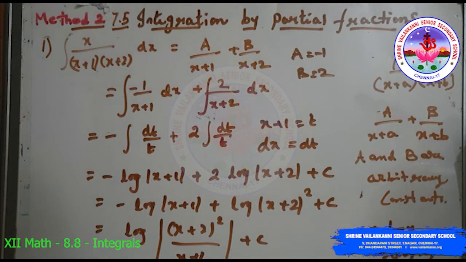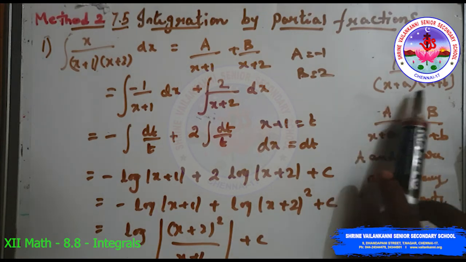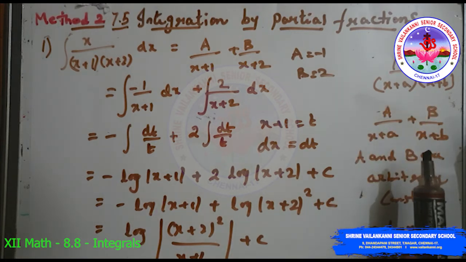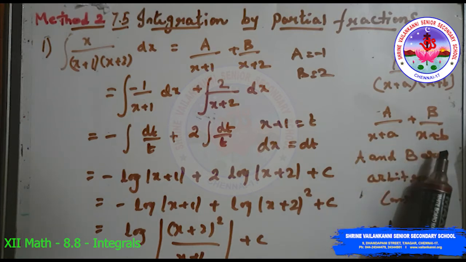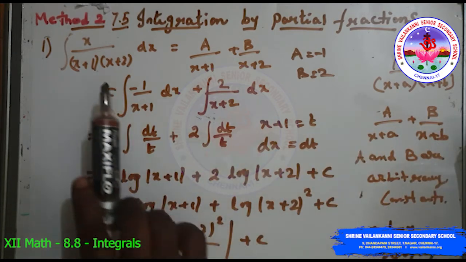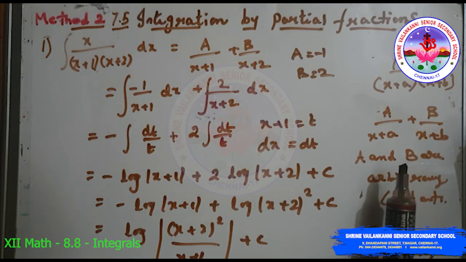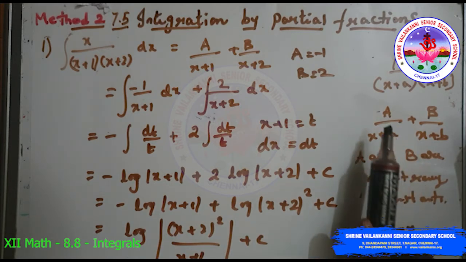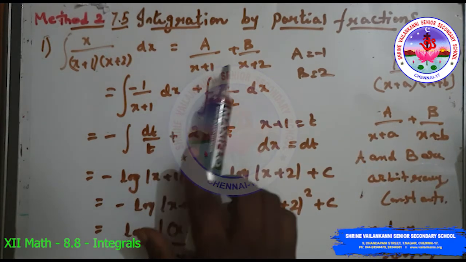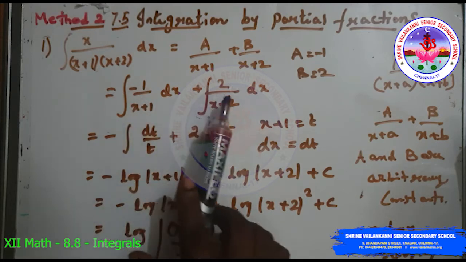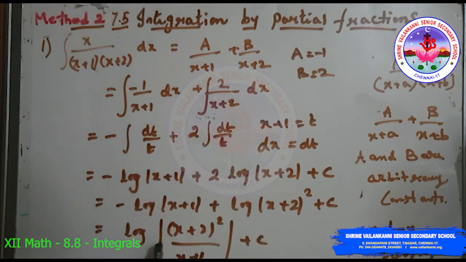First we have to see if it is a rational function. Then we convert it into partial fractions form, a by x plus a plus b by x plus b, which is equal to the rational function. Then we take the LCM, equate the coefficients, find the arbitrary constants a and b, and substitute in a by x plus 1 plus b by x plus 2. Then we integrate this and we get log of modulus of (x plus 2) whole square by (x plus 1) plus c.